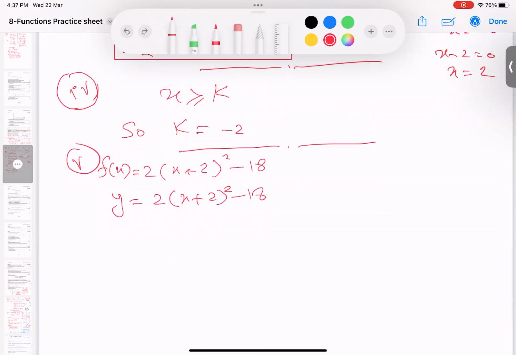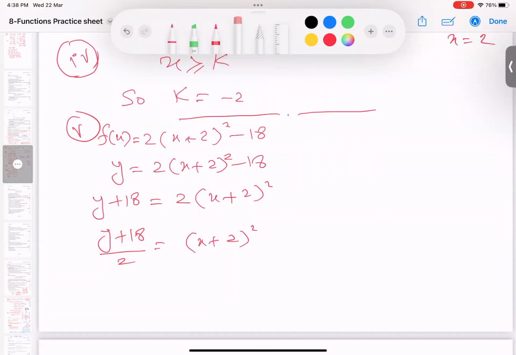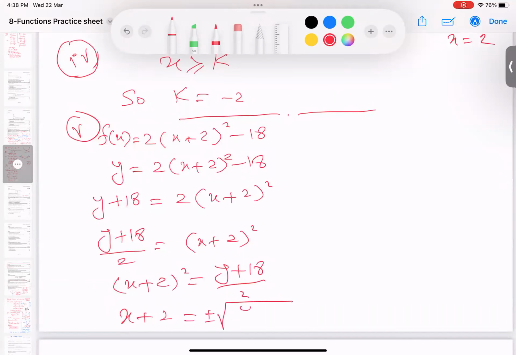But how to make it? So this 18 we first subtract there. Done. Next step: this 2 multiplying with the whole bracket will divide on this end. Over. Now after this, what is my next plan? We have to change sides. When I do a side change, nothing will change. Done. Now how to remove the power? Take the root of both sides. When I take the root of both sides, I will get this form: plus and minus the root of (y plus 18) over 2.